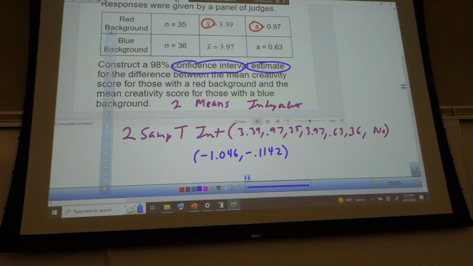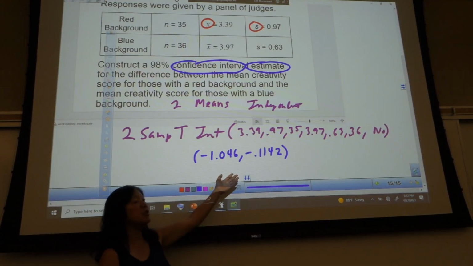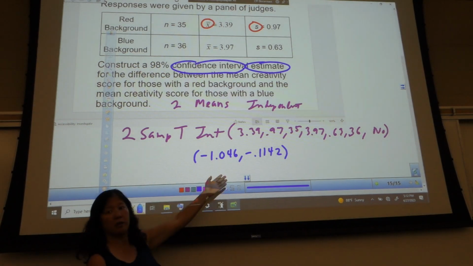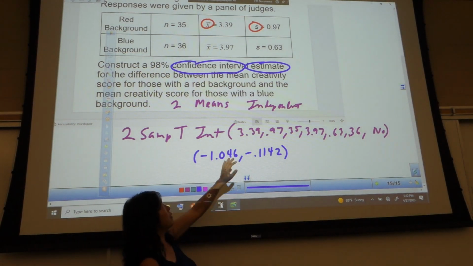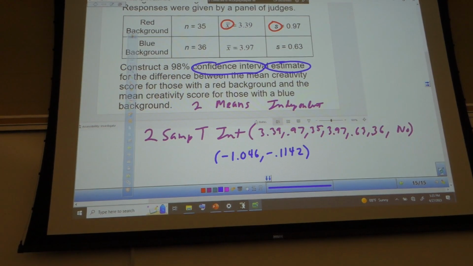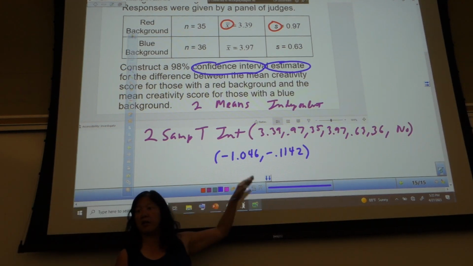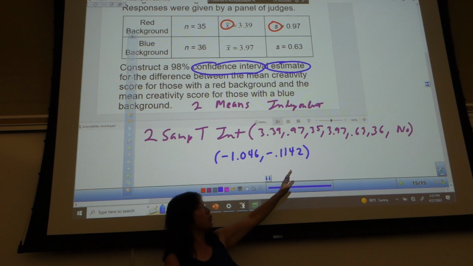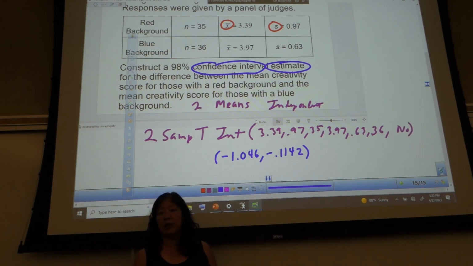Because 0 is not included, or mu naught is not included, then we would reject h naught in the corresponding hypothesis test. All right, so as I was saying, since 0 is not contained in here, it's entirely negative. It does not include 0, does not include a mu naught. This would have rejected the null hypothesis.